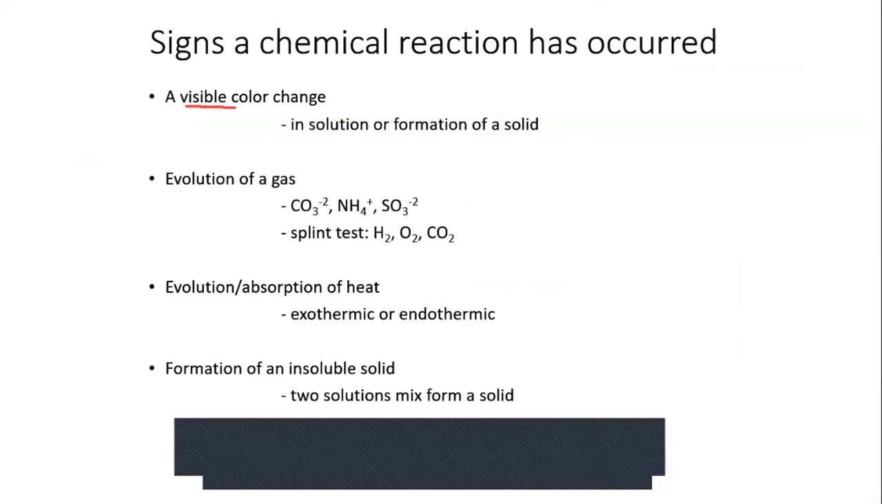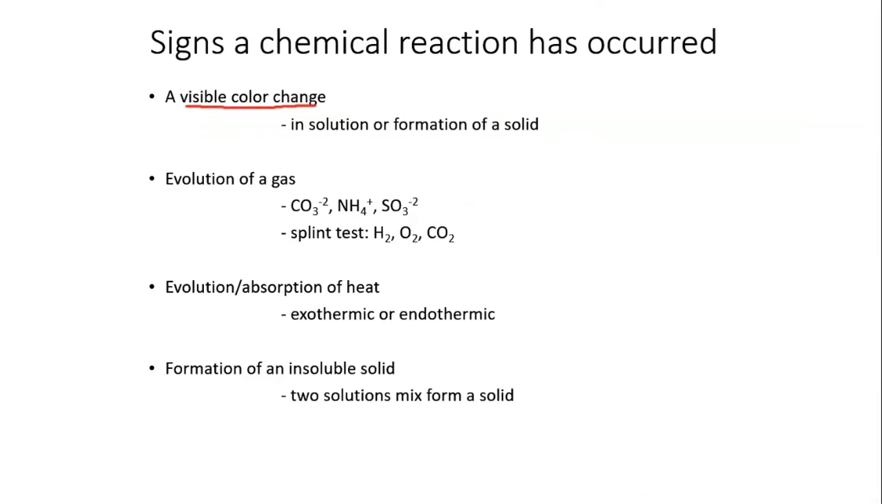So one is a visible color change. So for example, if your solution is colorless and then you add another colorless solution and you form a solution with a different color, or you form a solid, that would be something like a visible color change. So if you have two solutions that you mix and you see a solid form from that, that's a sign that a chemical reaction has occurred. Or if you have, say, colorless solutions, you mix them, you see a change in the color of solution. So that's something to indicate that a chemical reaction has occurred.